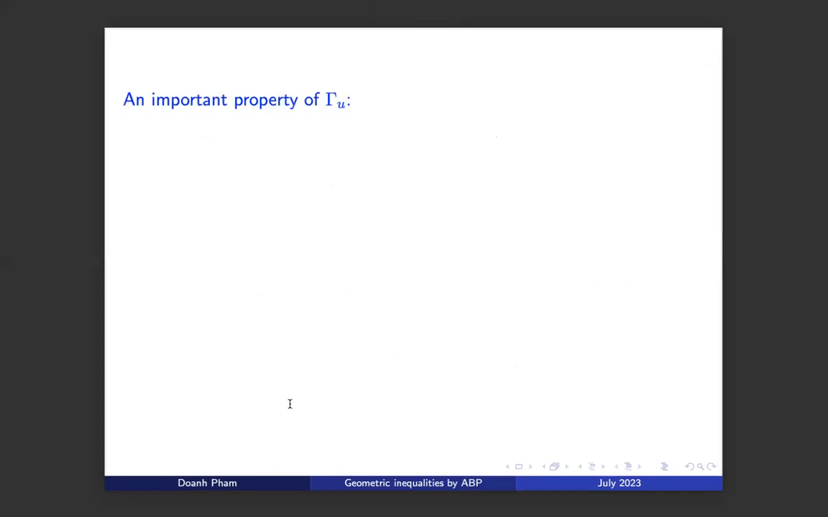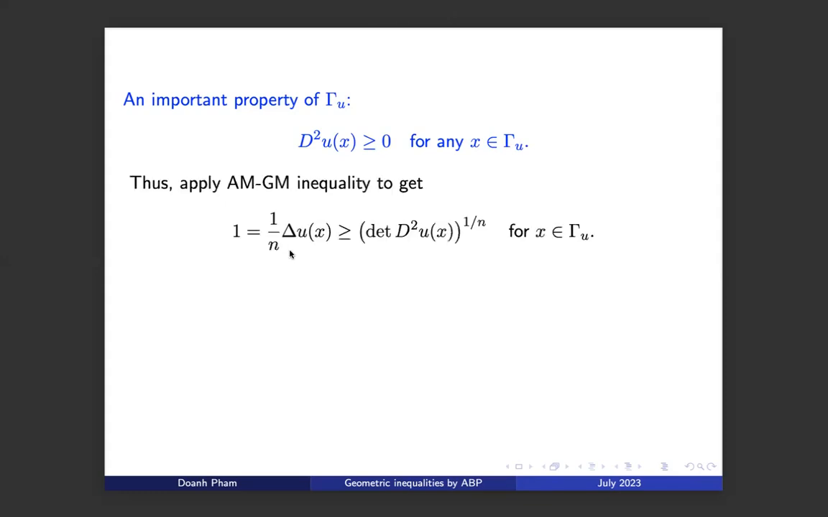One important property of gamma U that we are going to exploit is the fact that the Hessian of U is non-negative on gamma U. So we can apply the arithmetic-geometric mean inequality to see that 1 is the average of the trace of the Hessian of U, by the definition of U. And then it is greater than or equal to the determinant of the Hessian to the power 1 over n, for all x in gamma U. By the lemma, the unit ball is a subset of the image of the gradient of U on gamma U. So if we take the volume, we have this relation.